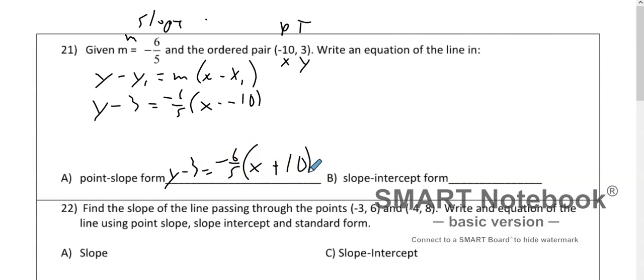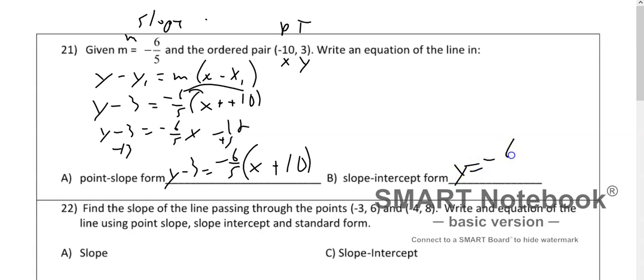Now for slope-intercept form, I'm just going to continue the work. I'm going to multiply, send this in, and get y minus 3 equals negative 6 over 5x. Now remember, this is really a plus here, but I'm multiplying by negative 6 over 5. So 6 times 10 is 60. Okay? Divided by 5 is 12. It's going to be minus 12. Then I'm going to add 3 to both sides. So I'm going to get, for slope-intercept form, y equals negative 6 over 5, x minus 9.